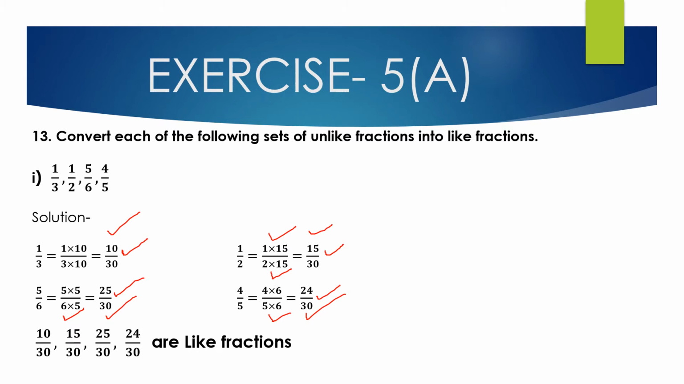So 10 divided by 30, 15 divided by 30, 25 divided by 30 and 24 divided by 30 are like fractions, as all have the equal denominator 30.